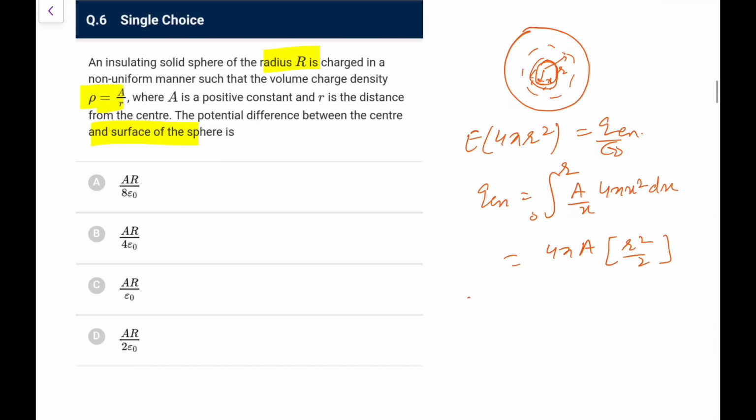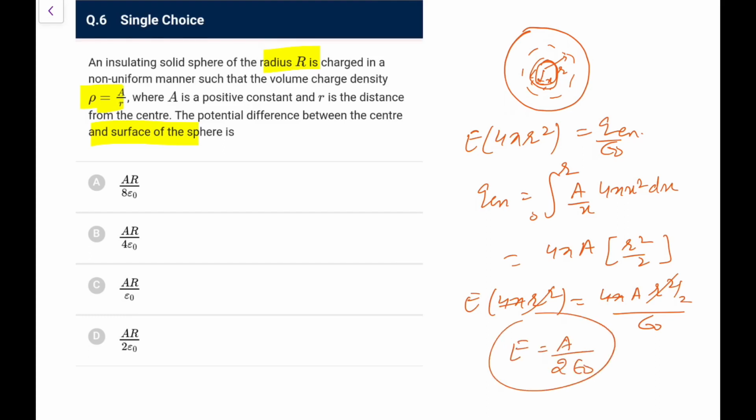Put it here, and you will see that the electric field comes out as constant, and such questions you might have done before also. So that is 4 pi a r square by 2 upon epsilon naught. The r square goes, 4 pi goes, so E comes out as a upon 2 epsilon naught, constant in magnitude. Don't say it is a constant field, it is constant in magnitude. So directly the potential difference would be E into r, that is a upon 2 epsilon naught multiplied by the gap, which is a r by 2 epsilon naught.